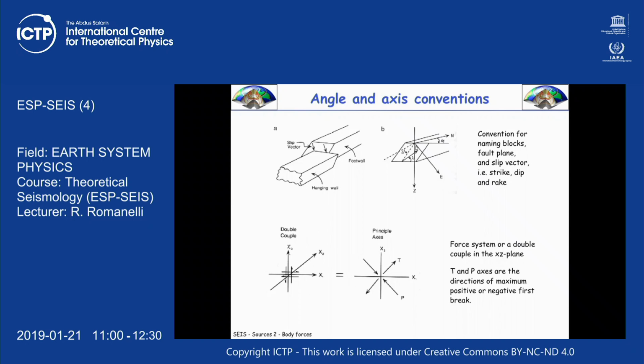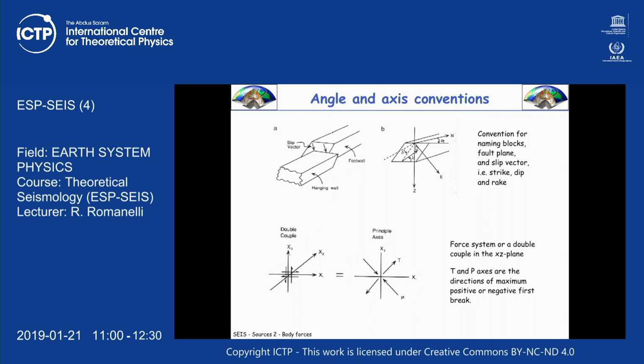And as we know, we can describe them with strike, dip, and rake. So three angles, plus the absolute value of the slip vector. That actually is a heterogeneous field, but now we are averaging everything, okay? Because we're looking at the source as a point source. We know from the representation theorem that you can replace this with a system of equivalent body forces. And a double couple will appear.